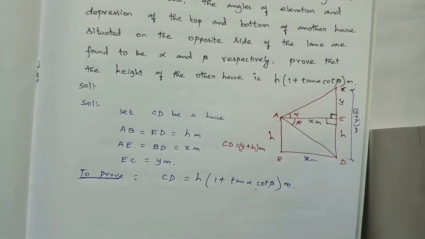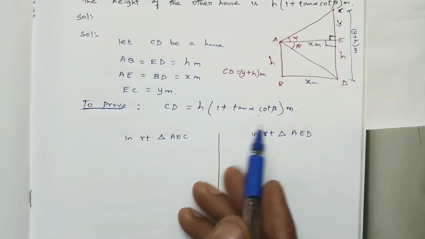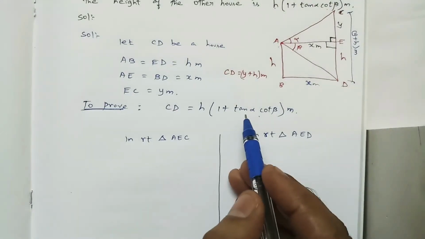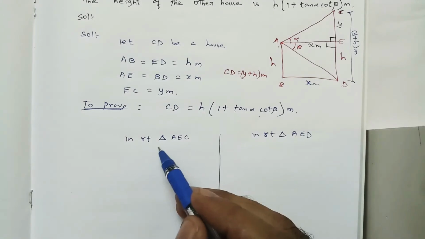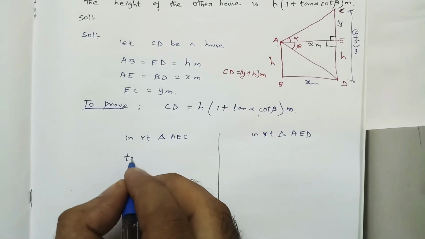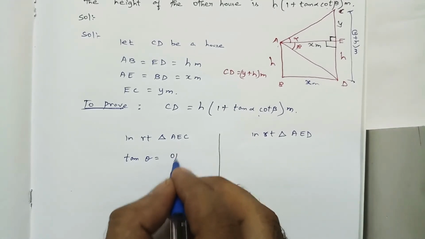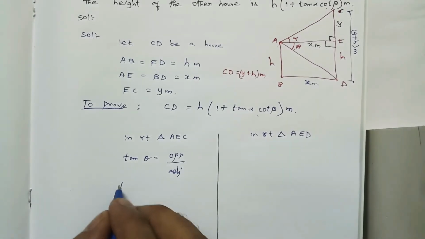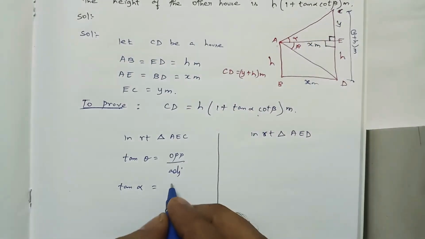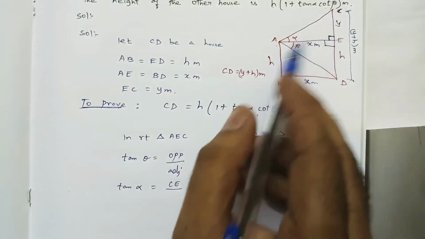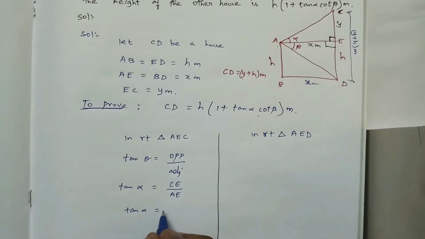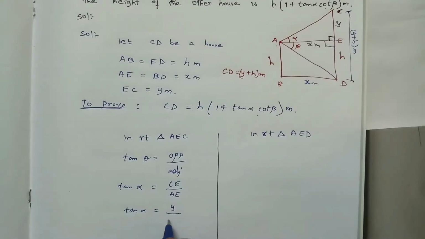So now we have two right angle triangles. Before proving, I told you that we always want to see what things we need. We need tan alpha and cot beta. For right angle triangle AEC, the acute angle is alpha, so we need tan alpha. Tan theta is equal to opposite side divided by adjacent side. Tan alpha is equal to the opposite side CE divided by AE, so tan alpha is equal to y divided by x.